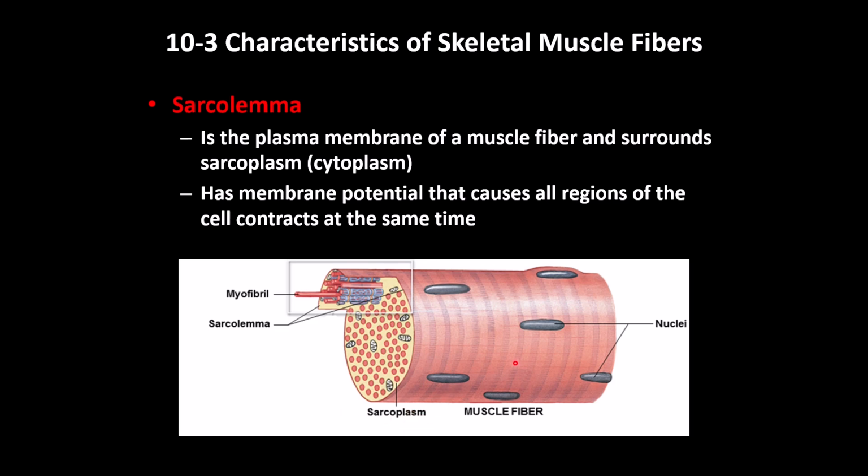sarcoplasm. And one of the features of the muscle fibers is that it has a difference in the membrane potential. So inside and outside of the cell has a different membrane potential. Once it is stimulated by a nerve, it can transmit the electrical activity inside the muscle fiber, and that will cause contraction of the muscle fiber at the same time. So the whole muscle fiber will contract. It's not just random parts of it, the whole muscle fiber will contract.